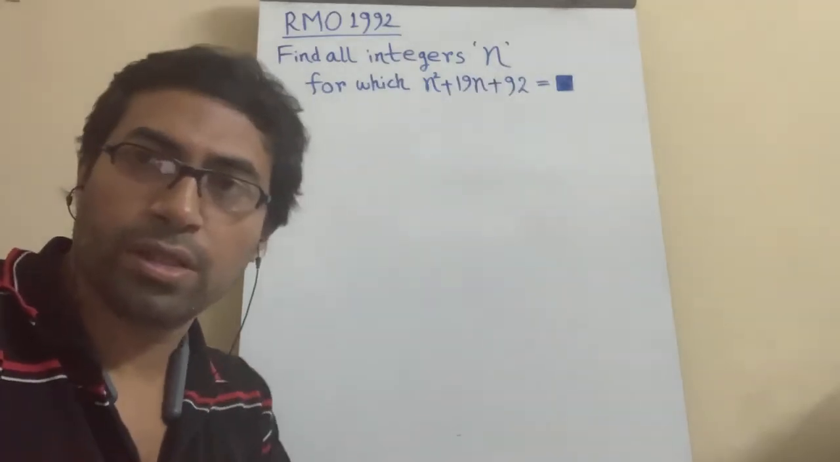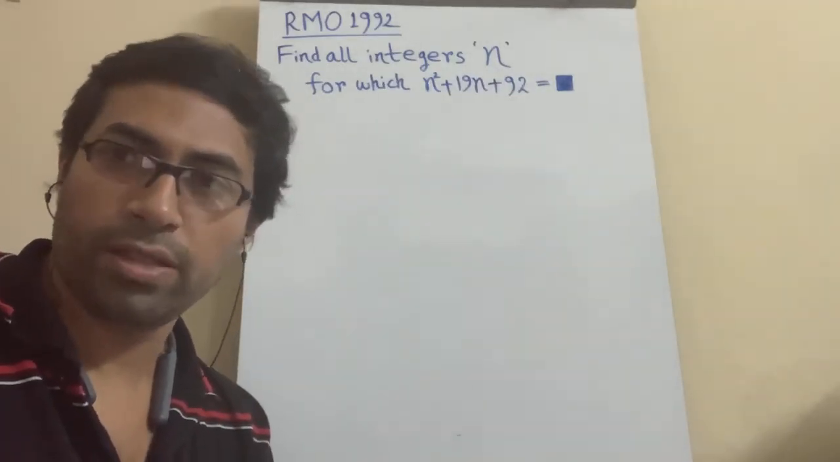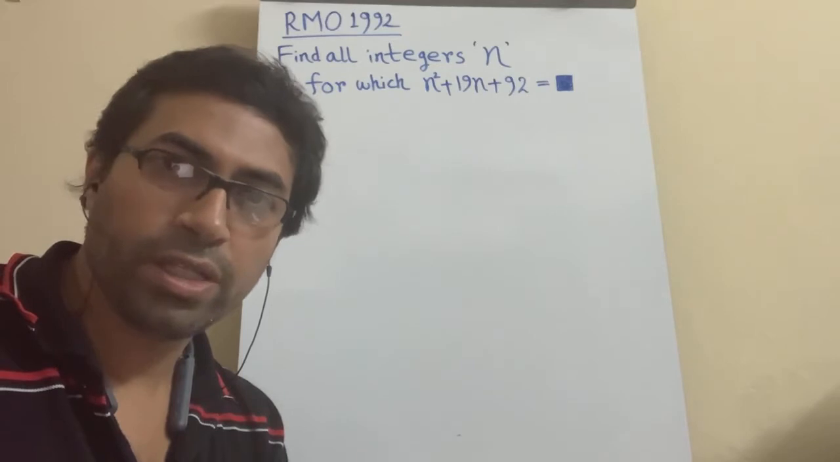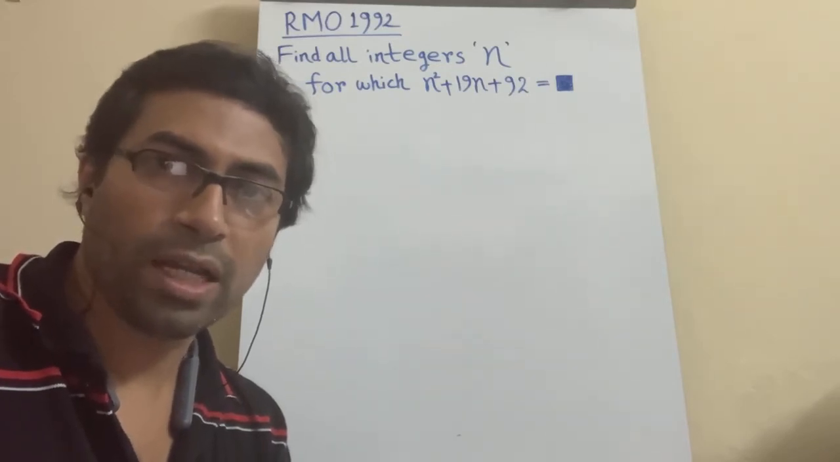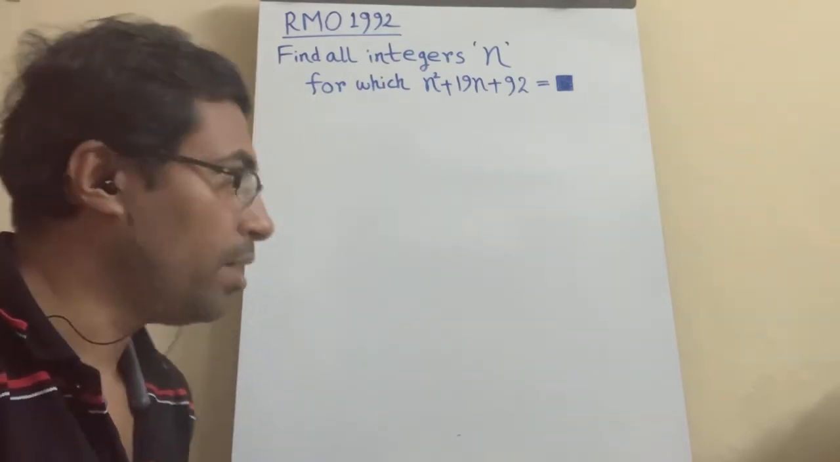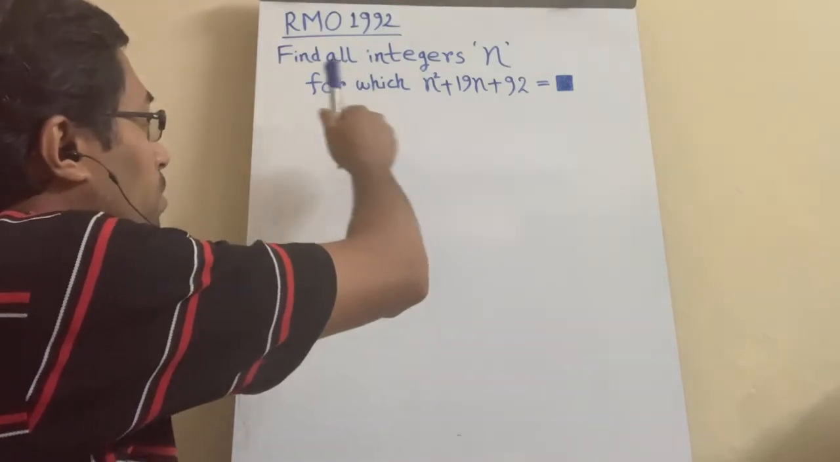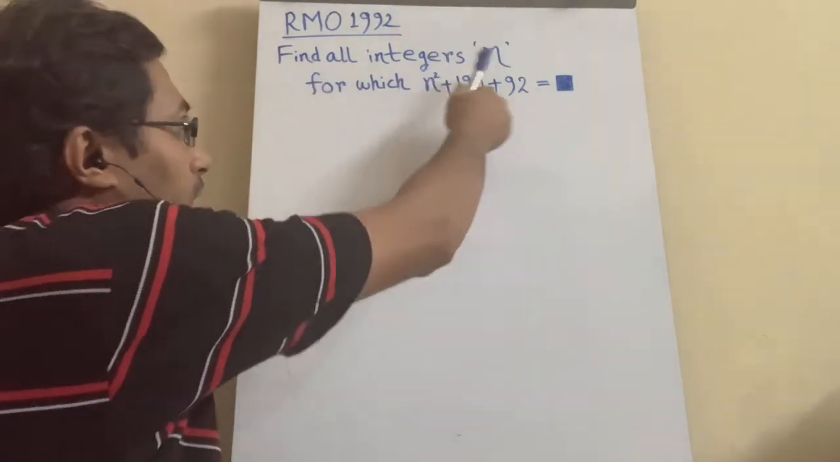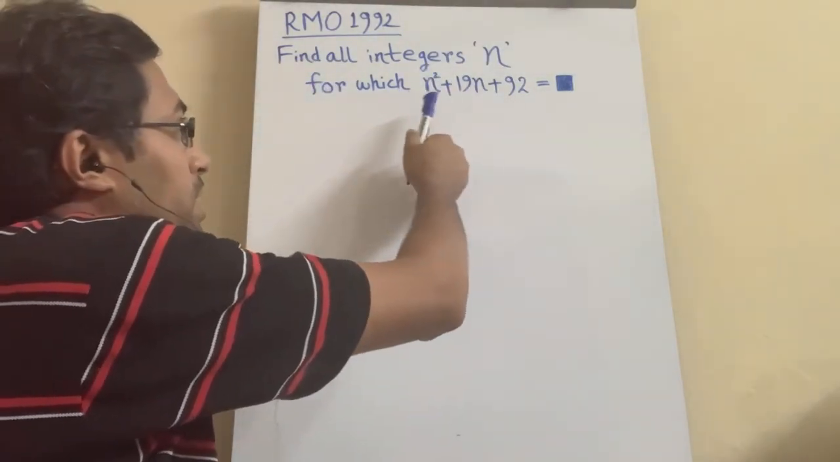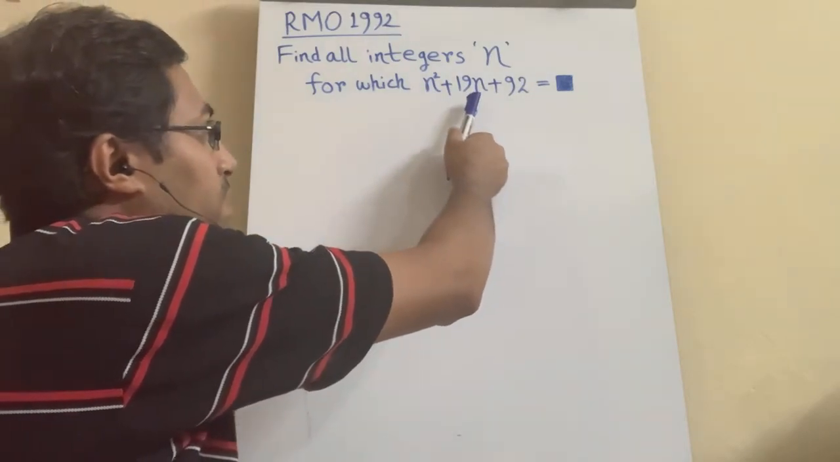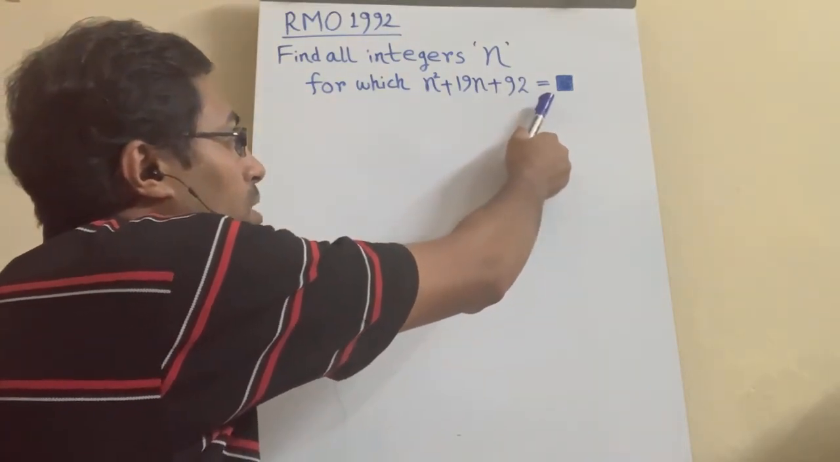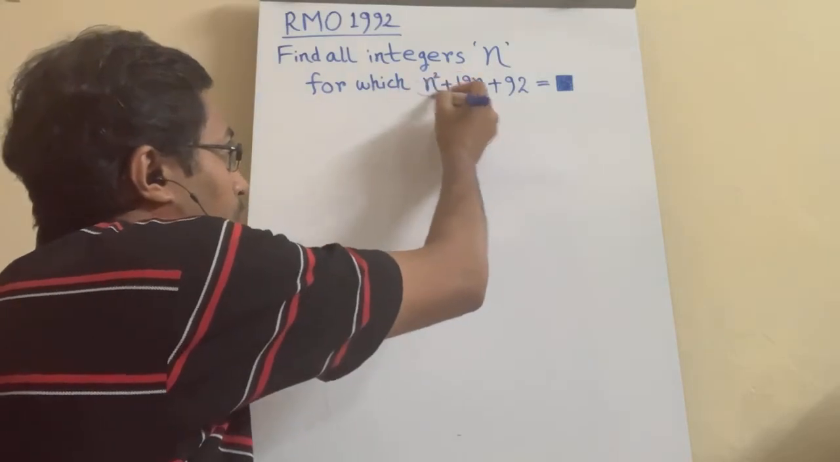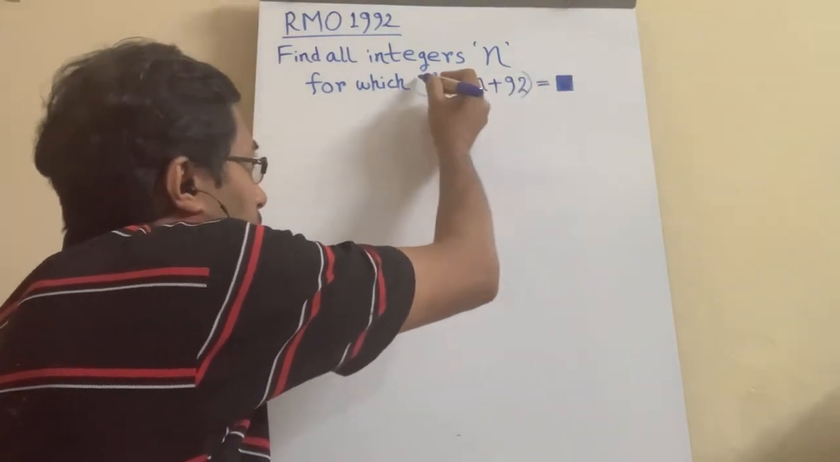Hello friends, here we are going to solve another question from the Indian Regional Mathematics Olympiad, or RMO, of 1992. And here is the question. Find all the integers n for which this expression, n square plus 19n plus 92, is a perfect square.